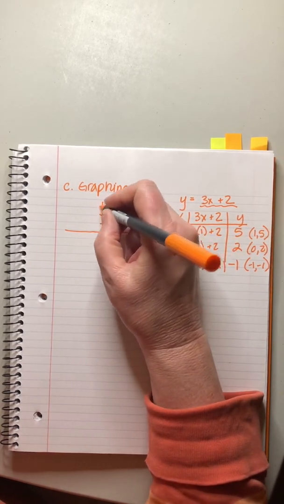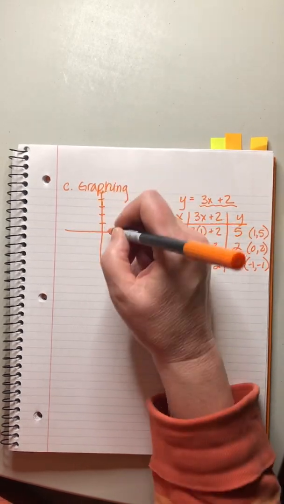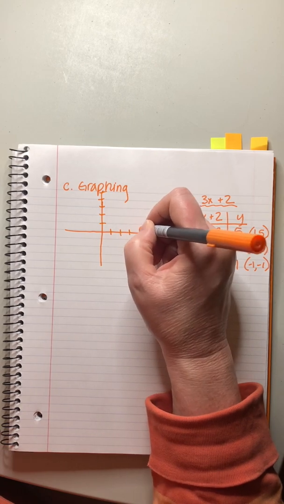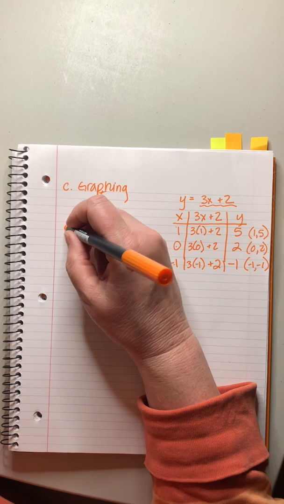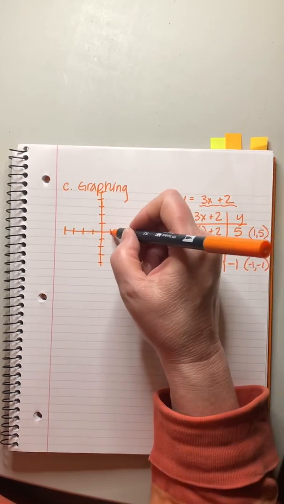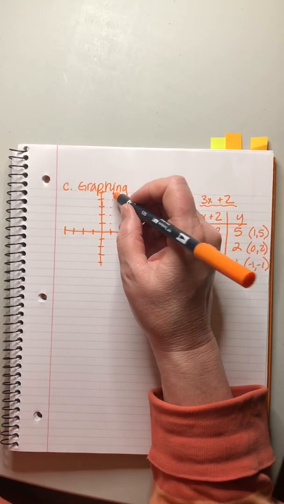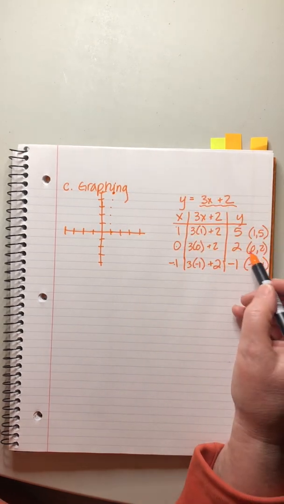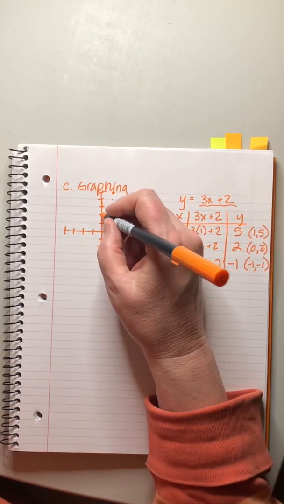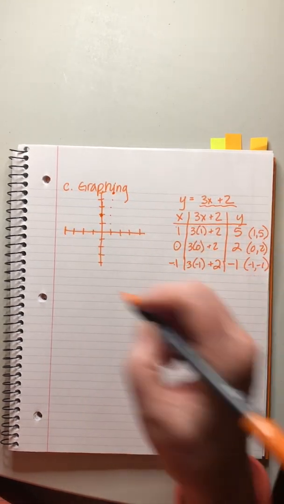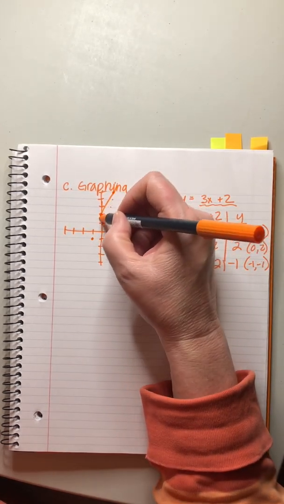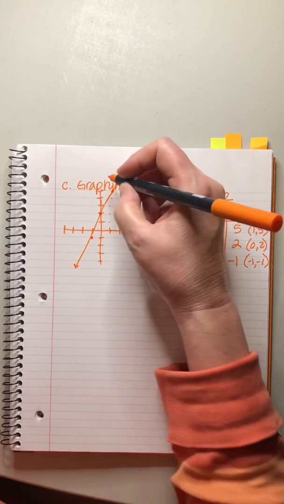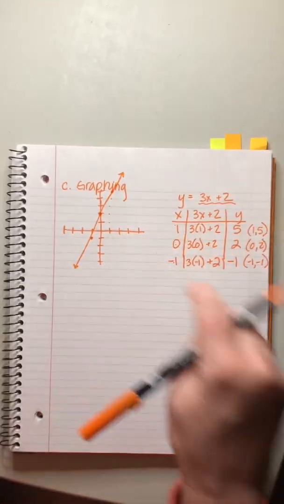Let's practice graphing them. This is all review, by the way, just so you remember that I haven't told you anything different yet. All right, 1 and 5. 1, 1, 2, 3, 4, 5. It's right there. 0 and 2 would be there. And -1 and -1 would be there. So look, there's our line. It's a little wonky, but then I just free-handed the heck out of it.